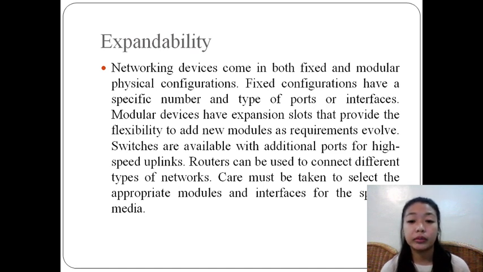Next, expandability. Networking devices come in both fixed and modular physical configurations. Fixed configurations have a specific number and type of ports or interfaces. Then modular devices have expansion slots that provide the flexibility to add new modules as requirements evolve. Switches are available with additional ports for high-speed uplinks. Routers can be used to connect different types of networks, and care must be taken to select the appropriate modules and interfaces for the specific media.